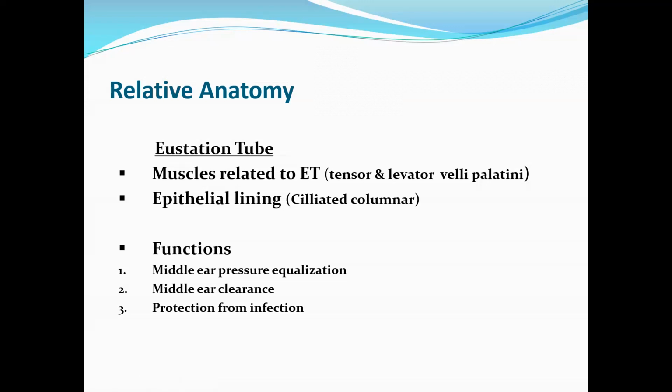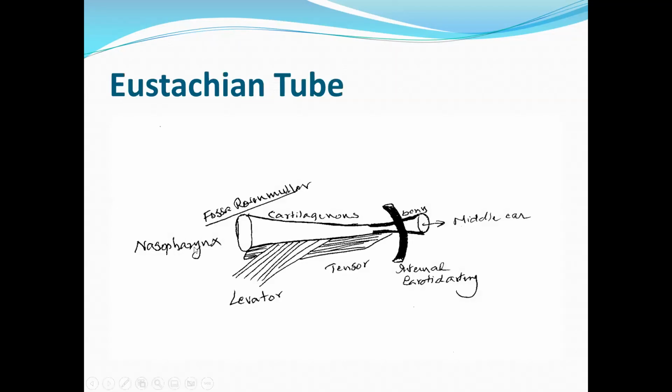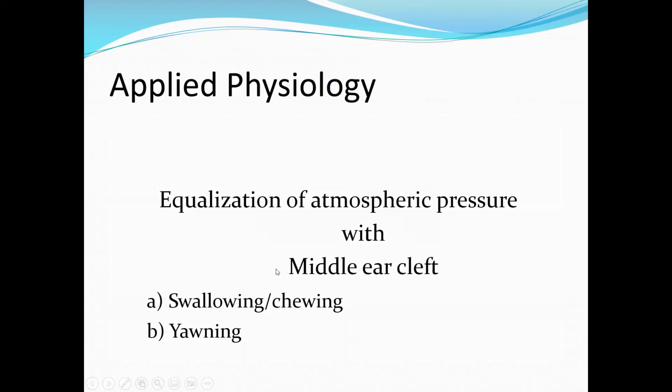And then middle ear clearance. The middle ear contains serous and mucinous glands, and these secretions are cleared by ciliary action towards the nasopharynx. It also protects against ascending infection from the nasopharynx to the middle ear. So you can see in this diagram, this is the nasopharyngeal opening and this is the opening in the middle ear. And the muscles, tensor veli palatini and levator veli palatini, are attached to the eustachian tube.